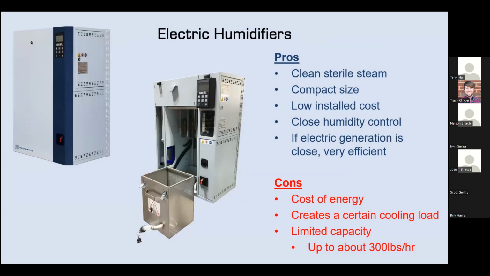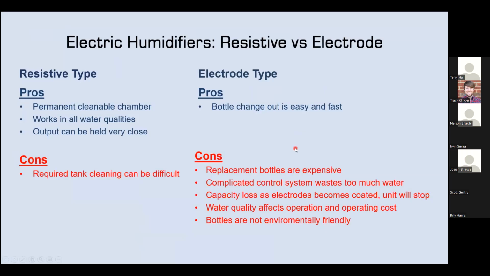It's very easy to remove the tank, as you can see in the center of the... Yeah, right here, you can see the tank. It just pulls down on rails, and you can empty out any scale. You don't have to mess with any wiring or anything like that. And that was the main feature of electrode type, because it used a replaceable canister, and you'd pull the canister out, throw it away, stick on a new one, and then the unit would work.